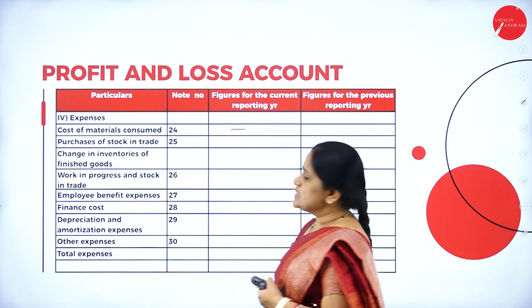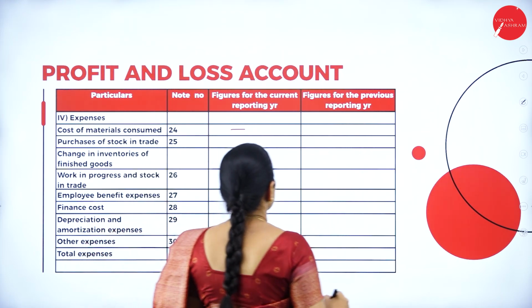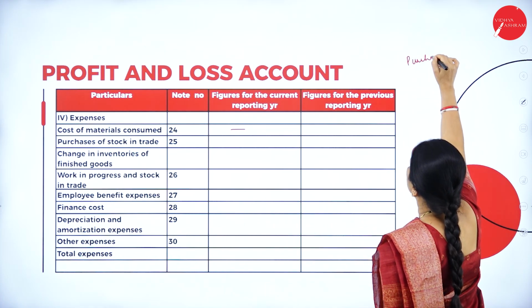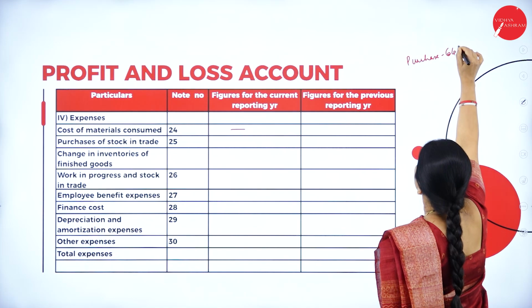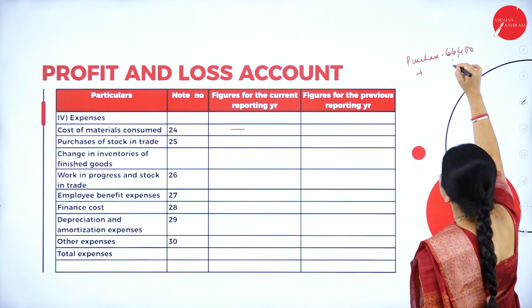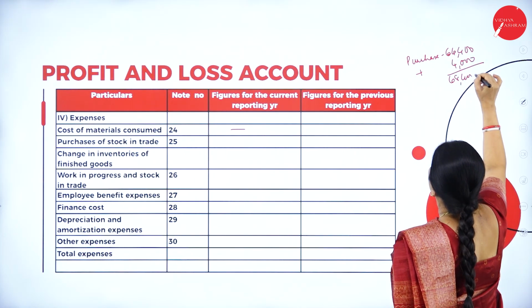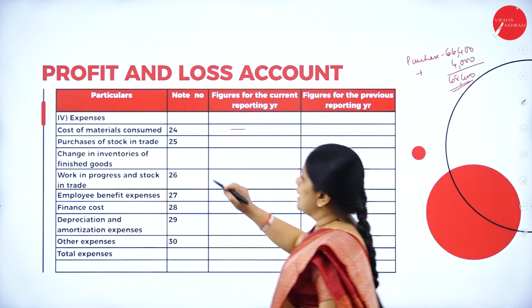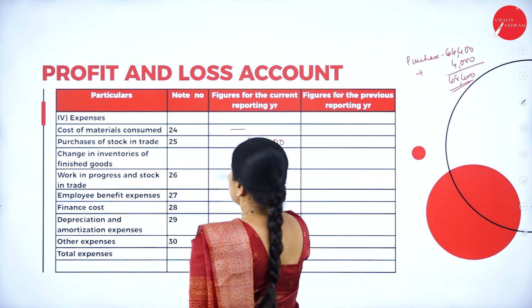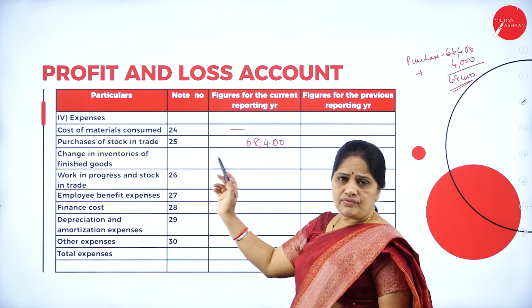The next item is purchases of stock in trade. Now what is the purchase value given? Purchase value is given as 64,000. I'll write it here. So purchase value given in the problem is 64,400. Now in the adjustments it is told that 4,000 has not been entered. So I add that and write it as 68,400. Purchases of stock in trade is 68,400.